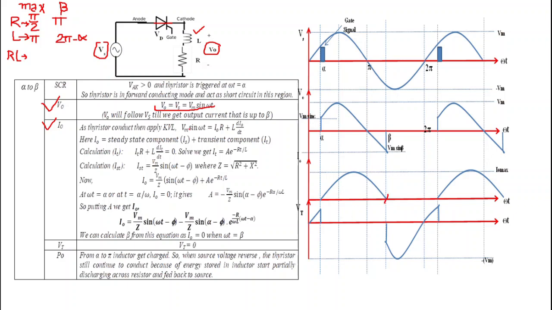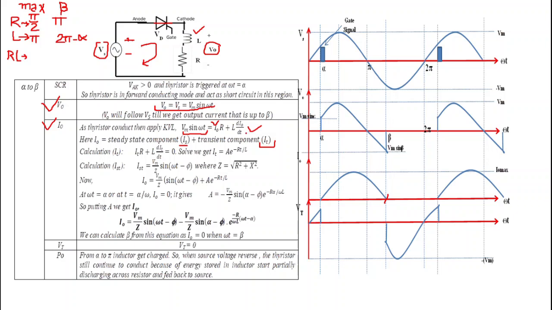Now this is the derivation of current I0. As the thyristor conducts, apply KVL in this loop. Then on applying KVL, we get Vs is equal to I0 into R plus L di0 by dt, and Vs is equal to Vm sin omega t. So putting this, we get Vm sin omega t is equal to I0 R plus L di0 by dt. Now this current I0 has two components. First is the steady state component IST and second is the transient component, that is IT.